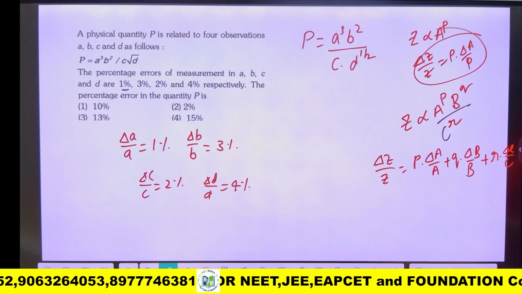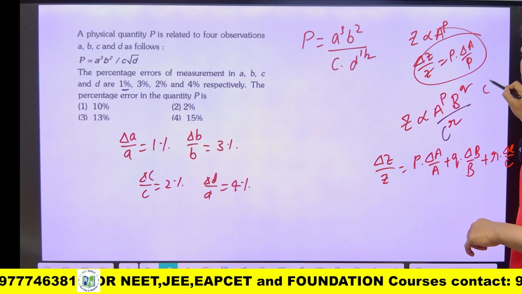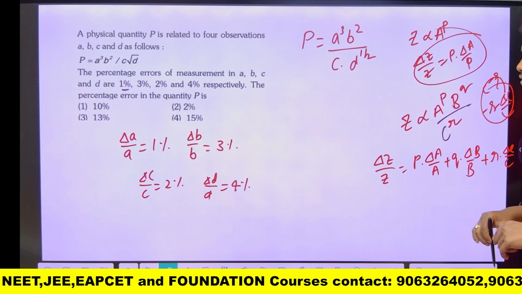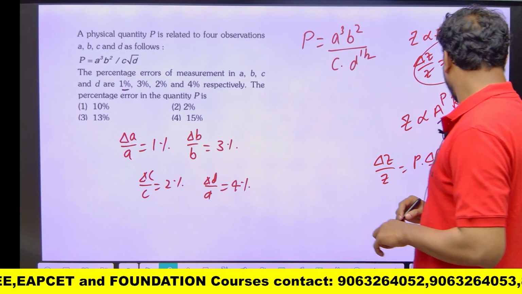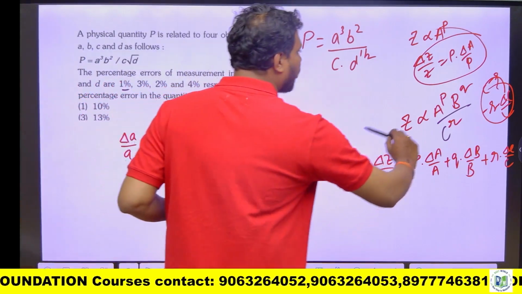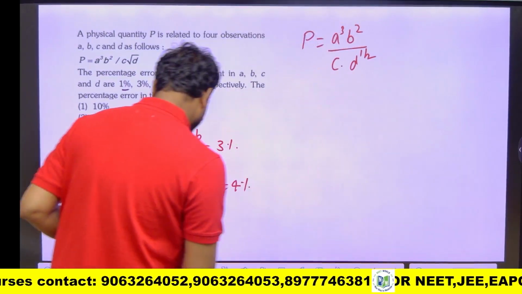power of r. C to the power of r means we can write c to the power of minus r, we can write minus r into delta c by c. But error is always taken as positive. That's why you have to take still plus delta c by c. So if I expand this problem in this formula, we'll get the equation like this.